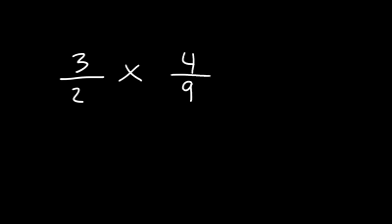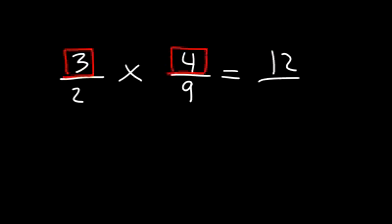Now let's try some examples where we have to simplify the final answer. So let's multiply 3 over 2 by 4 over 9. Go ahead and try this. 3 times 4 is 12. And 2 times 9 is 18. So we get 12 over 18. How can we reduce that fraction?